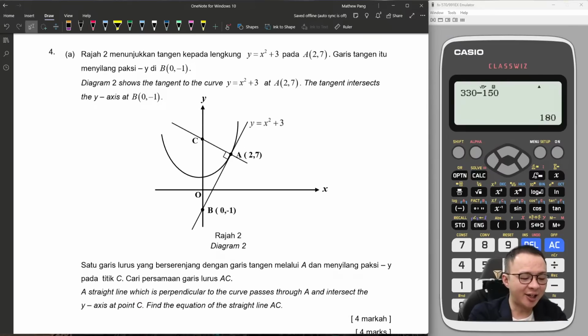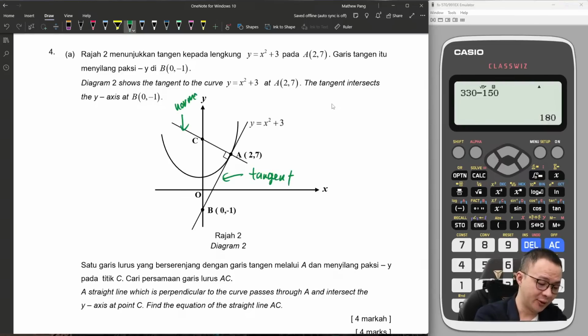So we have a diagram to show a tangent to the curve at the point A. The tangent intersects the y-axis at the point B. I can obviously see this line is the tangent, and this line will be the normal. Then a straight line which is perpendicular to the curve at the point A intersects the y-axis at the point C. Find the equation of the straight line AC.